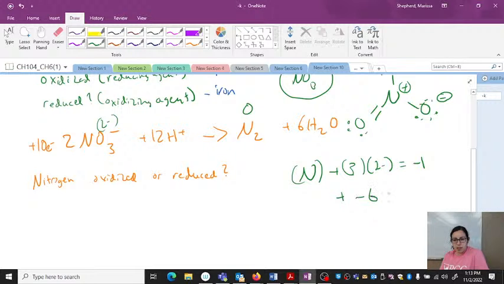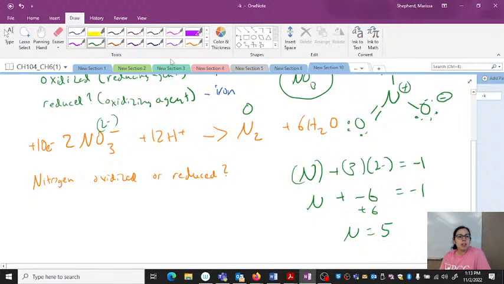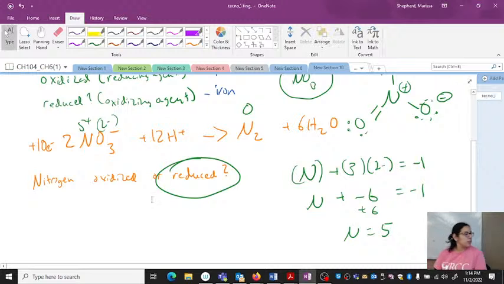Keep trying. So you get -6 equals -1. So yeah, nitrogen equals 5. So nitrogen started off in the +5 oxidation state, and then it got reduced. It didn't tell us the source of electrons in this case. It could be some sort of metal, but all we really cared about was that it went from 5 to 0. So is that oxidized or reduced? Reduced. So it gained those electrons.